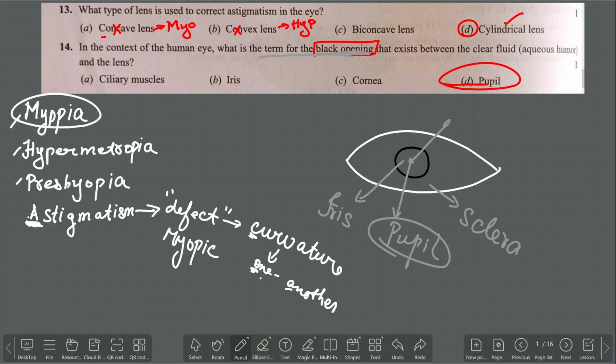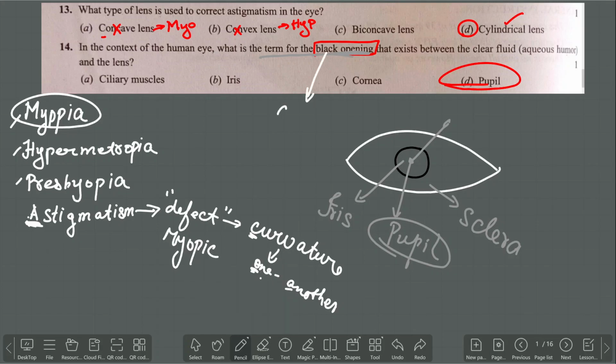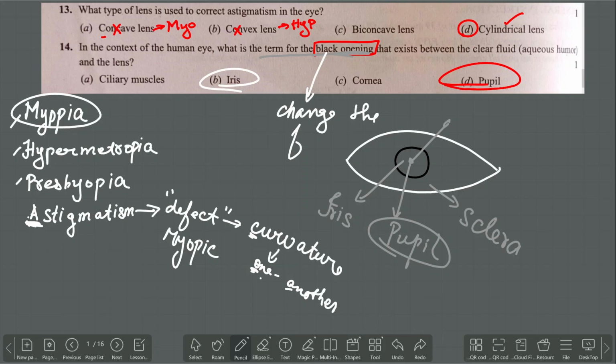So here ciliary muscles is there. How would they ask about a ciliary muscle, suppose they are going to ask a question? For the iris, the pupil, they said black opening. If it is for ciliary muscles, how will the question be? What is the term for the part which helps to change the focal length. For the iris, it means the part which controls the amount of light. For the cornea, it means the part through which the light enters the eye. So based on the question, we need to answer. Clear? Next.